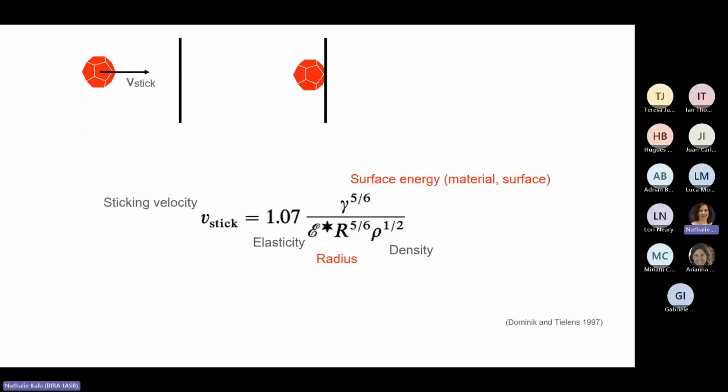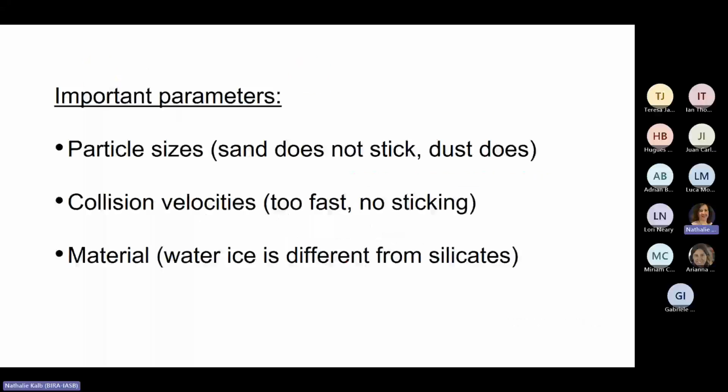And for example, you can come up with something like this. So here's the surface energy, which depends on the material or how the surface is made, if there's water layers on it, these things, elasticity and density. That's something you cannot play around with too much, but you can certainly play a lot around with particle size. So size is very important in this whole thing. So important parameters: particle size.